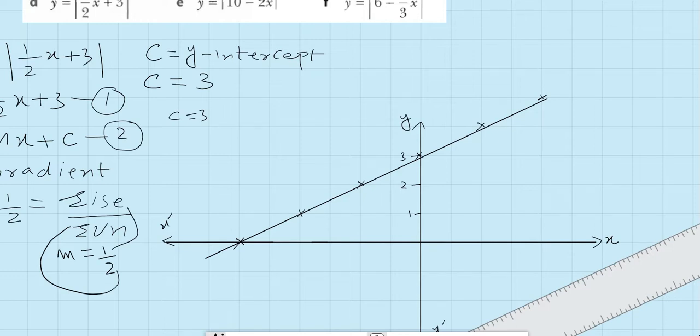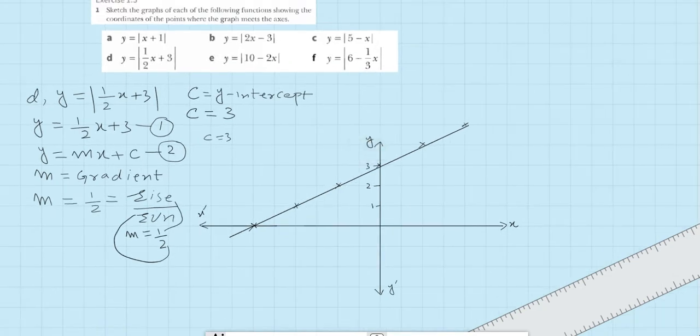But our question is to draw or sketch the graph of y equals modulus of 1 upon 2 x plus 3. We are not considering the modulus till yet. We have just drawn the line of y equals 1 upon 2 x plus 3. But we need to draw the graph of y equals modulus of 1 upon 2 x plus 3. Students, it is very, very important that the graph of a modulus function or absolute value function is always V-shaped, like this.